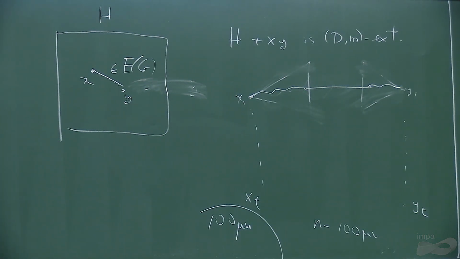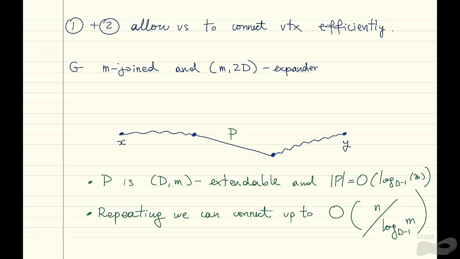So this is way more efficient than the previous attempt. Because in the previous attempt, we could only connect constantly many vertices, pairs, sorry. In this case, we can go up to n over log n. The difference was that you're doing it all at the same time. At the same time, yeah.